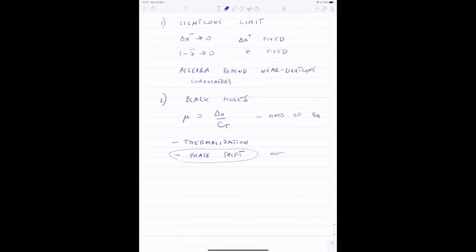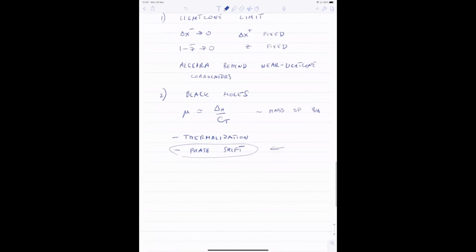So by multi-trace, do you mean like two heavy operators? No, two light operators, actually. Yeah, the heavy operators decouple. Okay, so these are my motivations. Any questions?